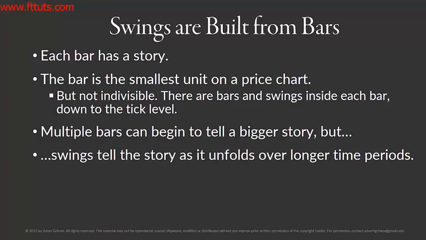Swings happen when we put bars together. Each bar has a story. Yes, we know that. The bar is the smallest unit on the price chart. We know there's stuff inside the bar that we can't necessarily see, but we can make some very intelligent guesses about. We start putting these bars together. We start to see some other things. We've done that in chart stories, but swings really tell us what's going on with the stock.